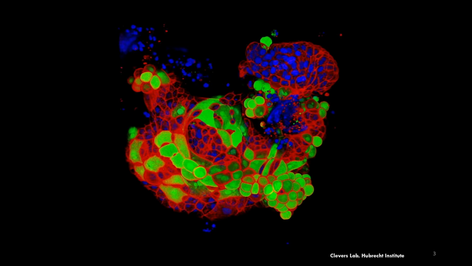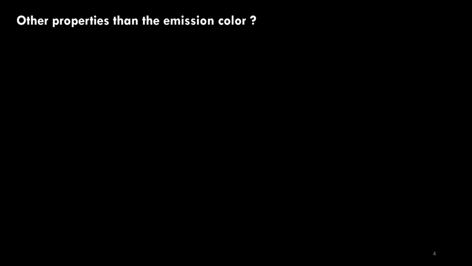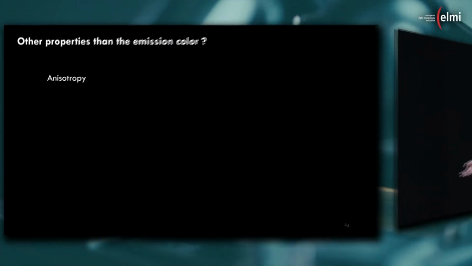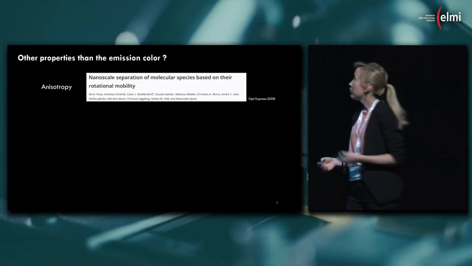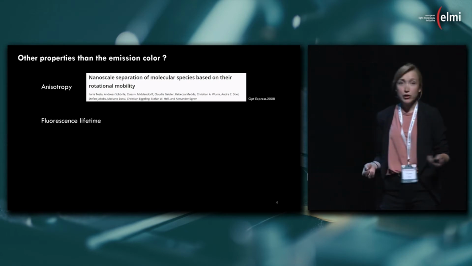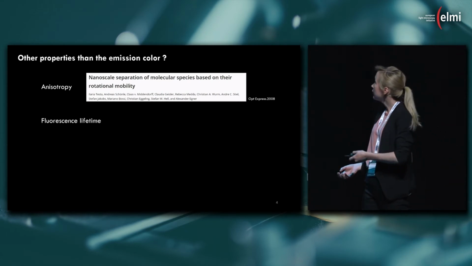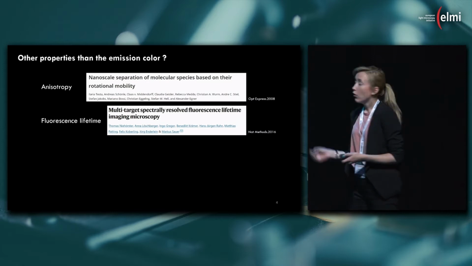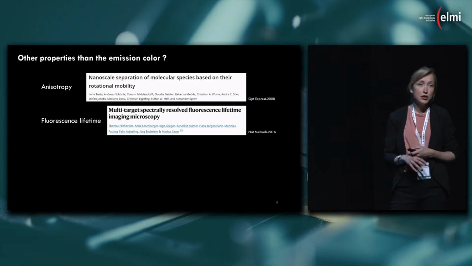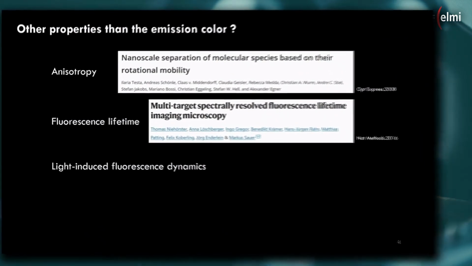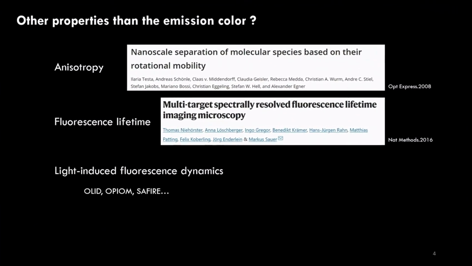So the option is to use other properties than the emission color. And I will show you a method we developed in our lab, but there are also other people who try to use other properties. For example, we can use anisotropy, as it was shown in the lab of Stefan Hell. We can use fluorescence lifetime, as it was shown in the lab of Marcus Sauer, or we can distinguish more probes using light-induced fluorescent dynamics. And there were methods like optical lock-in detection, out-of-phase imaging after optical modulation, or SAPPHIRE.